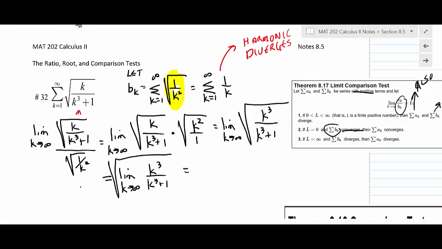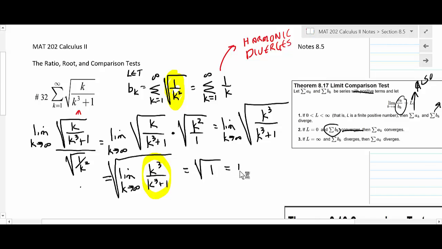Let's see, what is that limit right there? Do you know that just like that? What is it? 1, good. Why is it 1? Degree of top and degree of bottom are the same. That's the easiest way to look at that. If you learn to recognize that, then you can just write that answer. So really what you get is the square root of 1, so that's equal to 1.